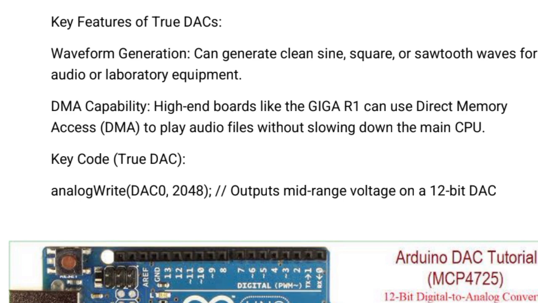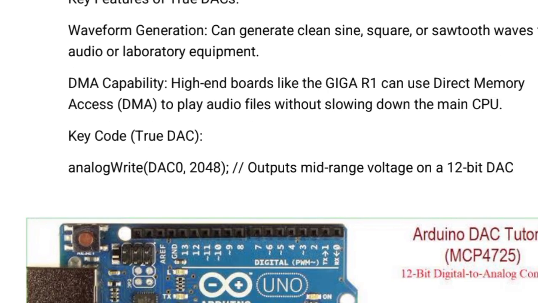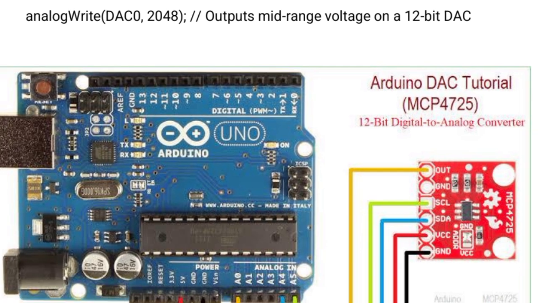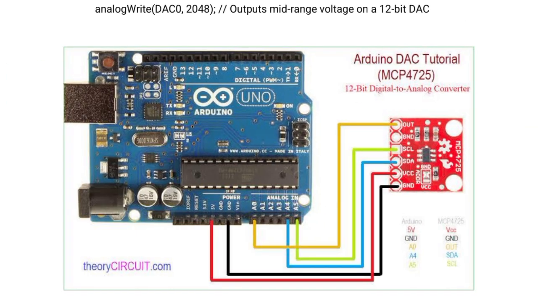What are the key features of this digital to analog converter? We can do waveform generation, and we use direct memory access. What is the key code? It is very important in the project part. We use analogWrite. Because you are reconverting back, whatever pin you have connected to the DAC, you have to specify that pin number here. Now see the real image of the Arduino digital to analog converter. This is the Arduino digital to analog converter. Thank you.